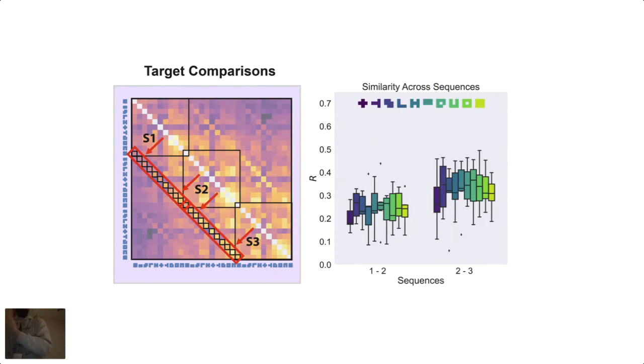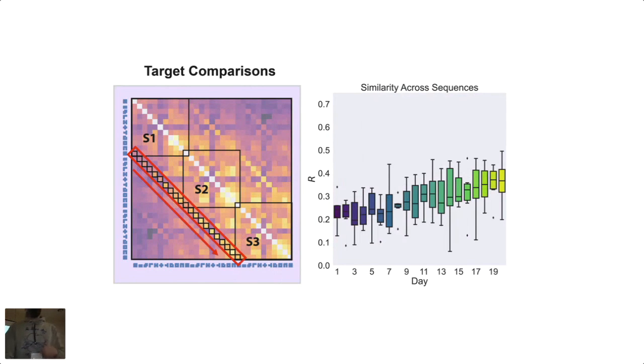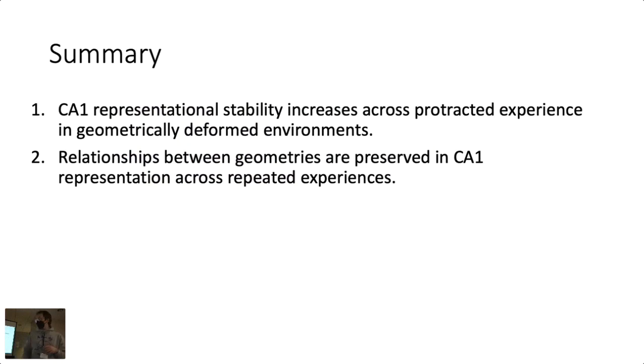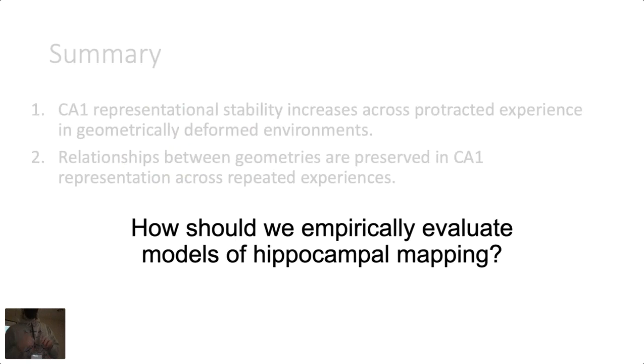We see this increase in stability again, which was surprising to us. And when we look across time, you see that experience in this environment that's constantly changing shape is improving the stability of the representation. So this is just summarizing those points. What I wanted to get to in just the last couple of minutes here, I know we're risking going over time, is how we could use this approach to evaluate models, theories of hippocampal mapping.